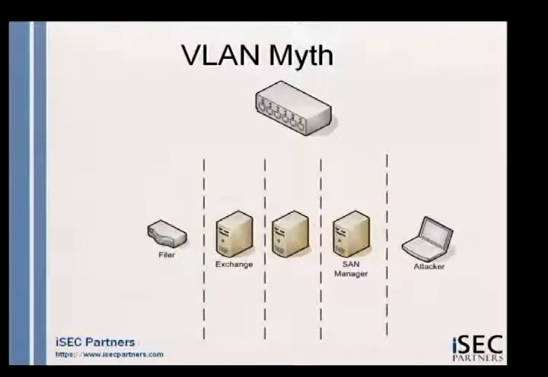So this is the environment where I think people are talking about when they use things like VLANs, that everything's isolated, that this attacker can't see the SAN manager, can't see the Exchange server. Now that's great if it happens, but again, in my experience, I haven't seen it happen. It's just too much of a management nightmare for the networking team or the operations team to manage that across a true SAN.